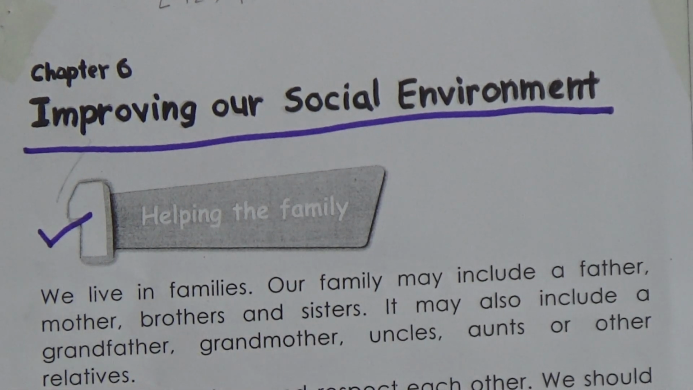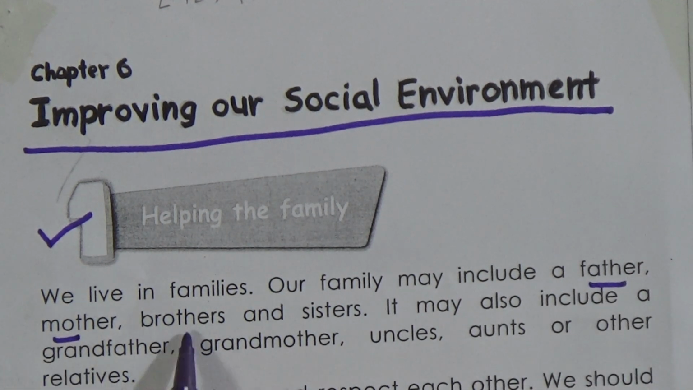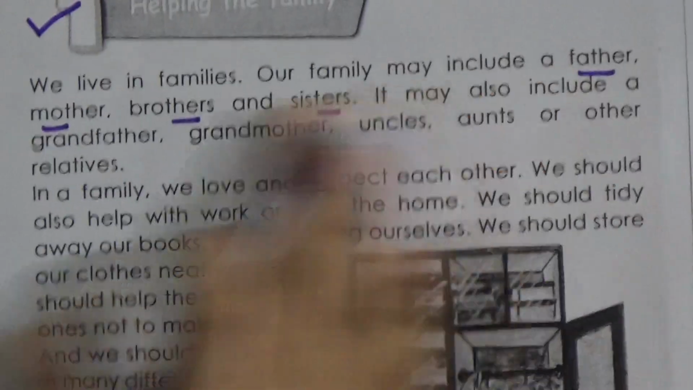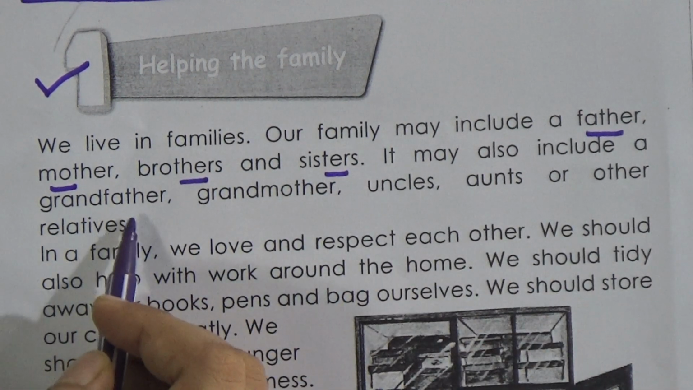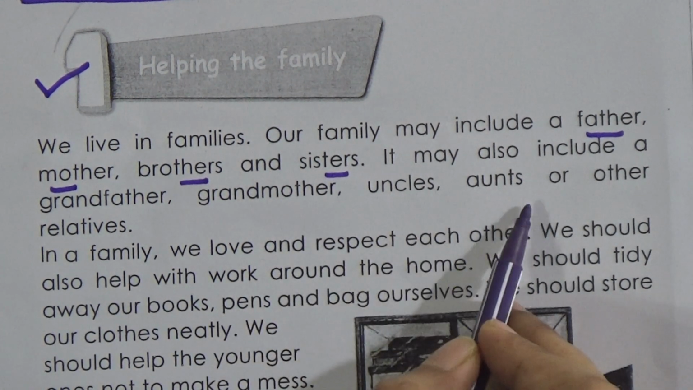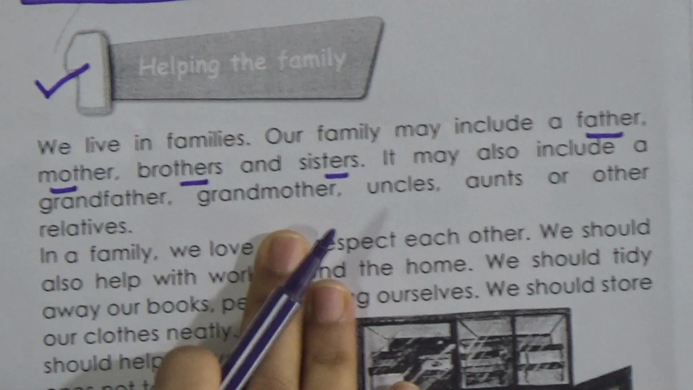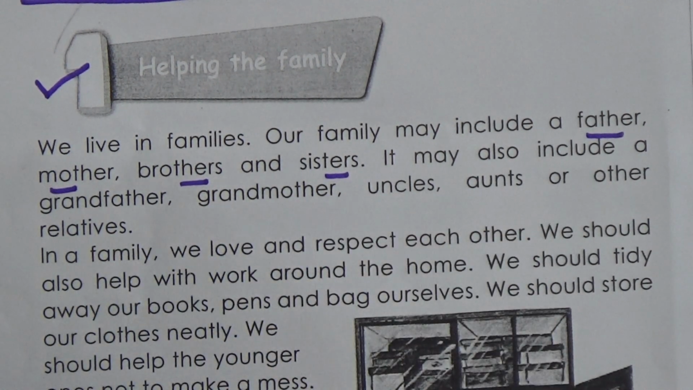We will discuss here. The first line I am reading: we live in families. Our family may include a father, a mother, brothers and sisters. Some of us may have only one brother or one sister. These are the members of the family: father, mother, brother and sister. It may also include a grandfather, grandmother, uncles, aunts or other relatives. Some of us may not have grandfather, grandmother, uncles or aunts, but some of us have them as well.